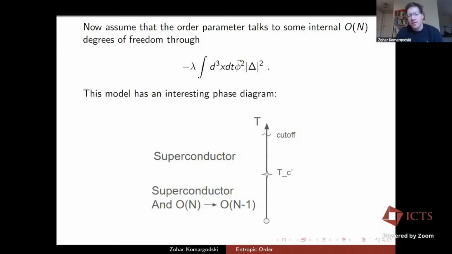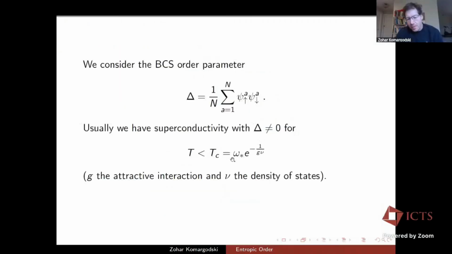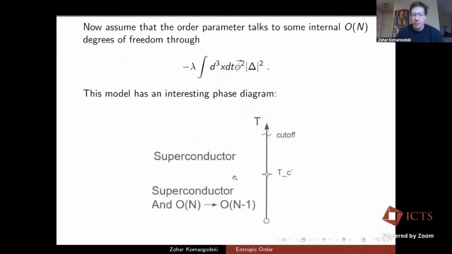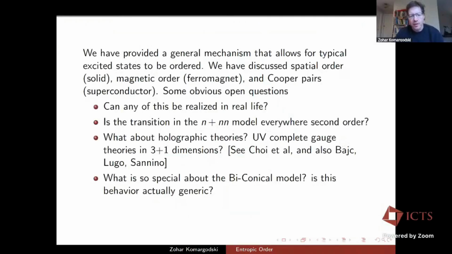In the usual BCS story, Cooper pairs disappear at very low temperatures, which is exponentially small. Well, the exponential factor is determined by the interaction strengths and the density of states. And in our model, because of this mechanism, you get entropic order at any temperature. So I won't go into the details of that. I'll just summarize with some open questions.